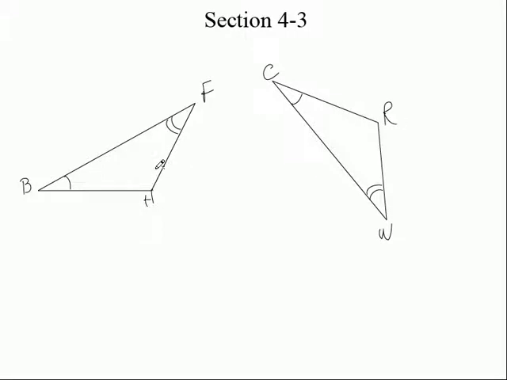Basically what it says is this. If two angles of one triangle are equal to two angles of another triangle, and that's what we have here, then guess what's true about the third angles? They're going to be equal to each other as well. That's right. So I can put 3 arcs here, and I'm going to come over here and put 3 arcs. Those are equal to each other.